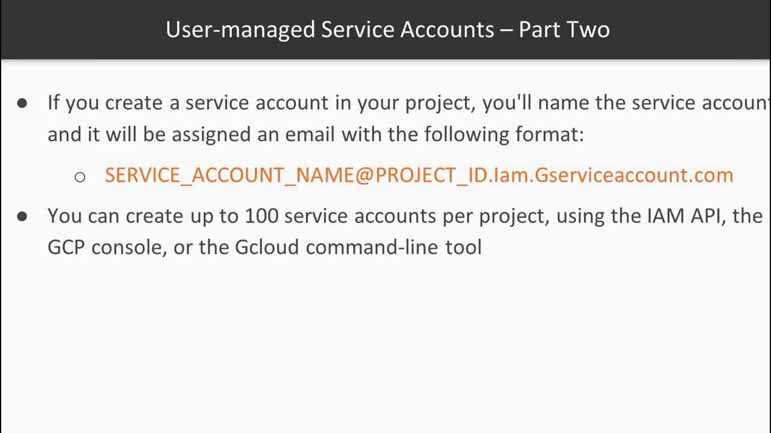If you create a service account in your project, you'll name the service account, and it will be assigned an email with the following format. You can create up to 100 service accounts per project, including the default Compute Engine service account and App Engine account, using any of the regular methods. These default service accounts and the service accounts you explicitly create are the user-managed service accounts.